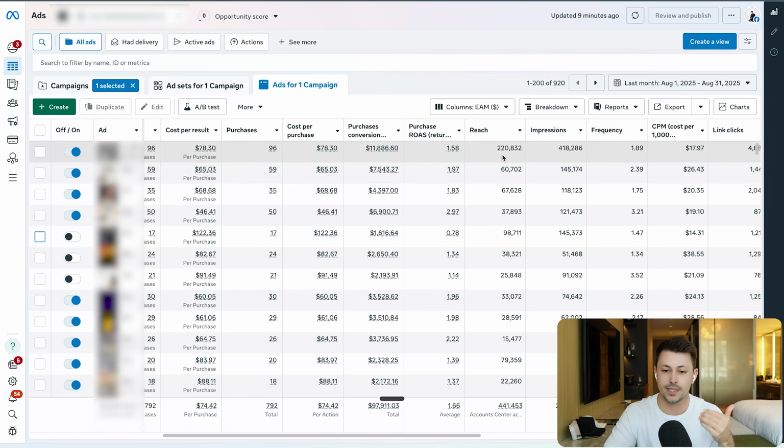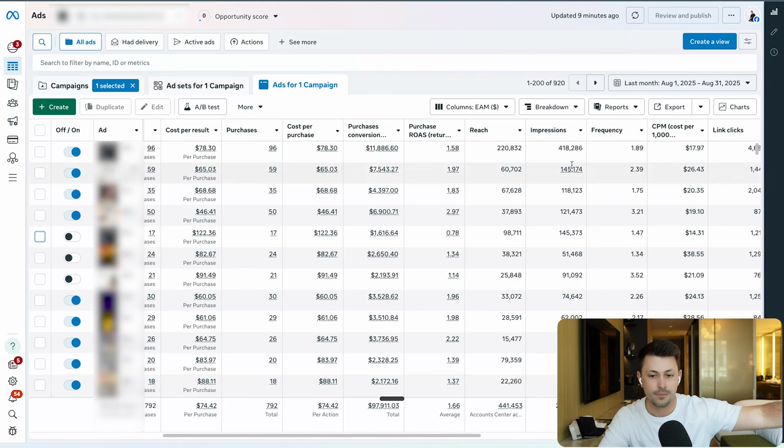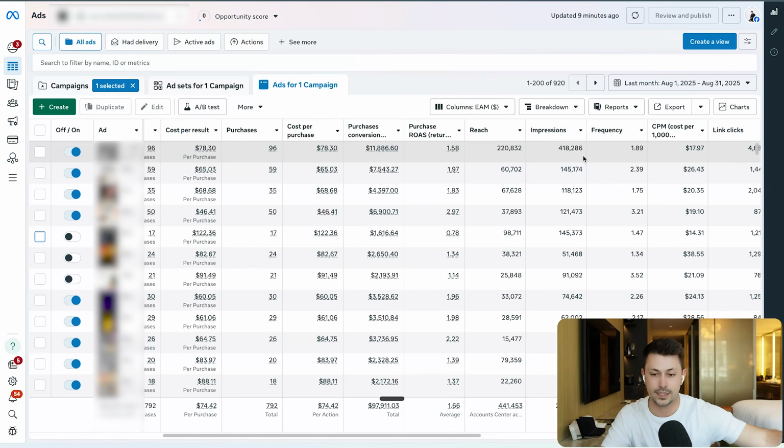That's why you need to pay attention to reach and impressions, because what this tells you is essentially, hey, we reached 220,000 individual people, but overall total impressions is 418,000, okay? And so some people may have seen this 4 times, some people may have seen it once, but on average, the frequency is 1.89. Now the reason why this metric matters is because it's actually going to tell you where an ad essentially is in a funnel, okay?